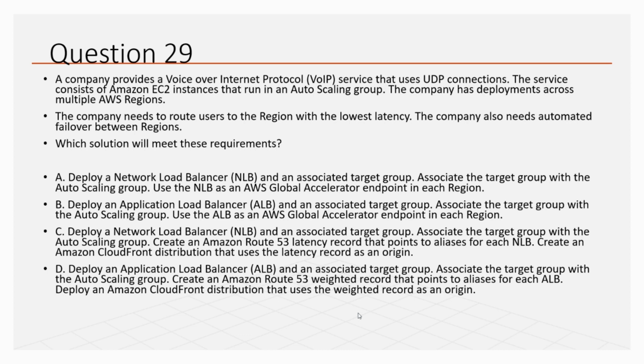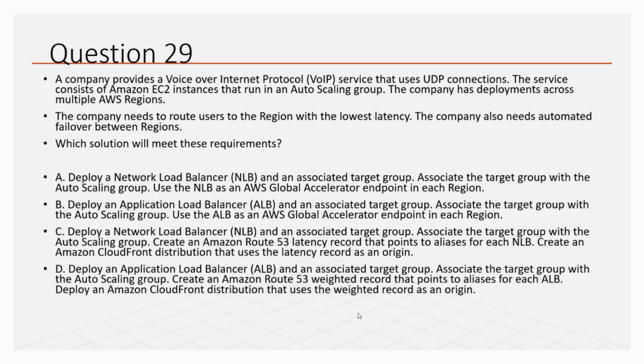And the options are A. Deploy a Network Load Balancer and an associated target group. Associate the target group with the Auto Scaling group. Use the NLB as an AWS Global Accelerator endpoint in each region. Option B. Deploy an Application Load Balancer and an associated target group. Associate the target group with the Auto Scaling group. Use the ALB as an AWS Global Accelerator endpoint in each region.